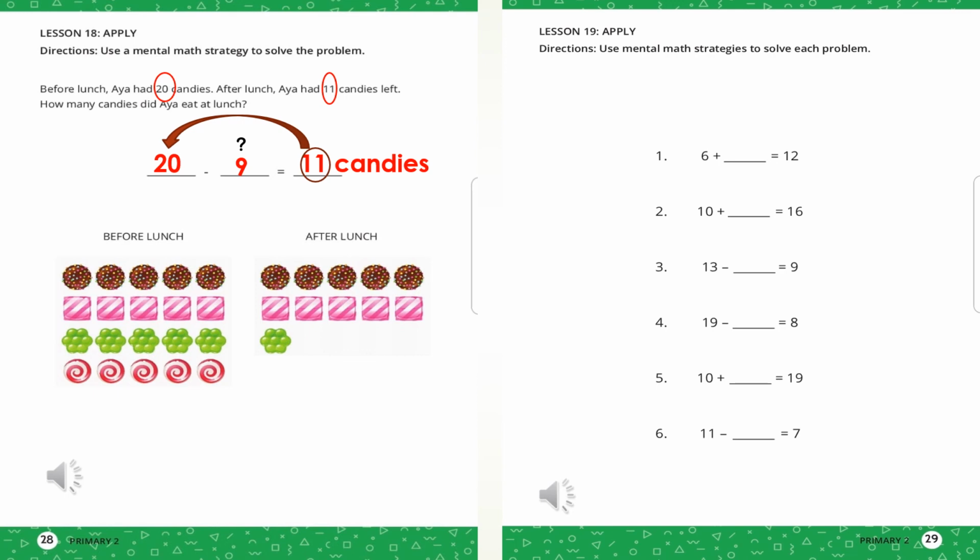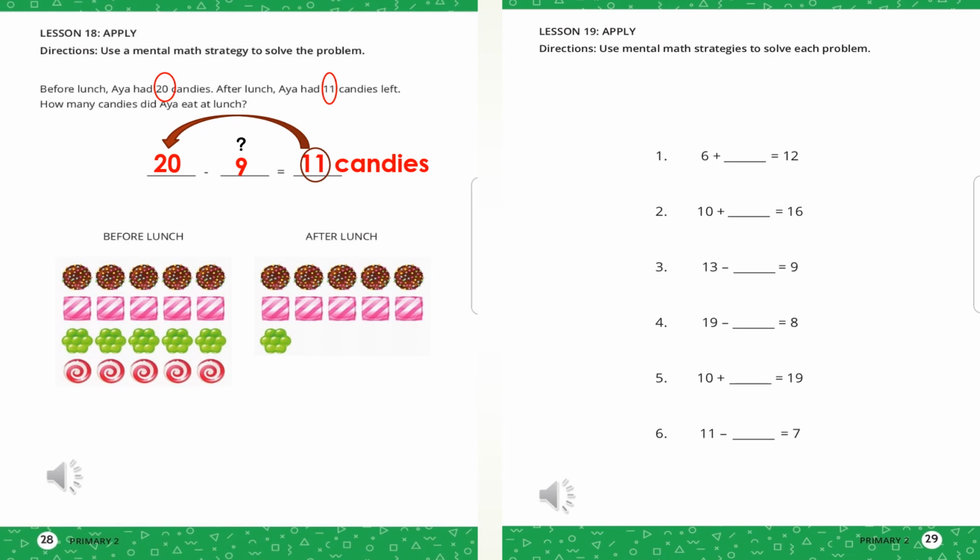Number 3, 13 minus what equal 9? We have a missing number in the middle, before the equal sign, so we will count from small to big. After 9: 10, 11, 12, 13, we have 4 fingers. We will write 4. Number 4, 19 minus what equal 8? Count from small to big, and you will find they are 11.